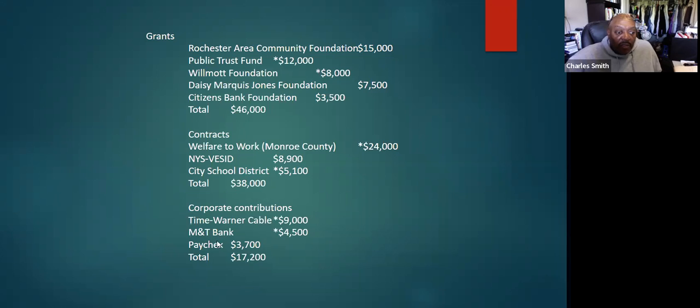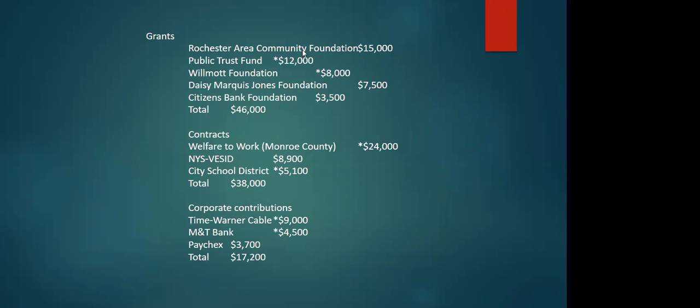Gotcha. So this group right here has three sets of income coming in. They have money coming from different sectors related to grants, and that's this sector right here. And then contracts and then corporate contributions. What that means is these people have been able to partner and build relationships with the Rochester Area Community Foundation, Public Trust Fund. And going for money is all about relationship. It's who you know at the end of the day.